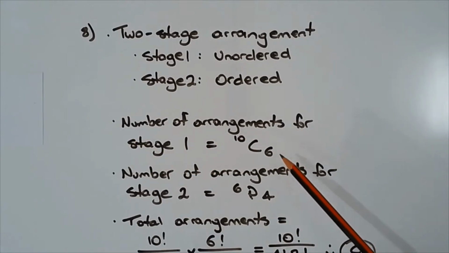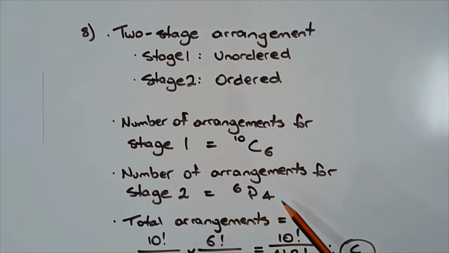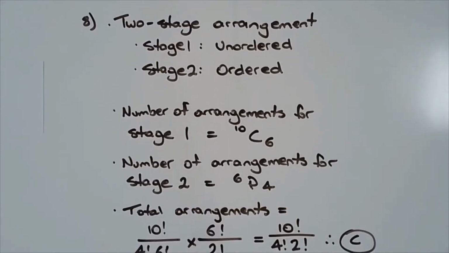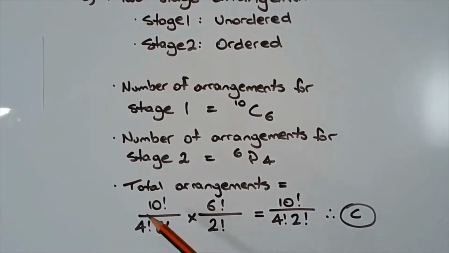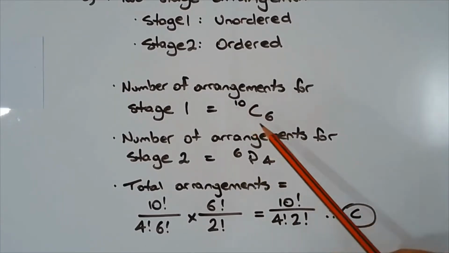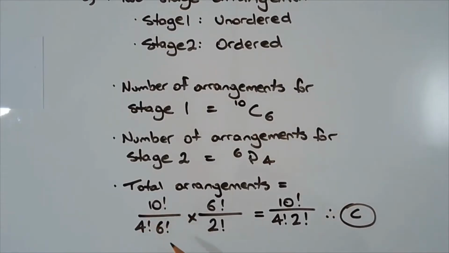Now the number of arrangements for stage 1 is equal to 10 choose 6. I'm going to use combinations since order does not matter. And the number of arrangements for stage 2 is equal to 6P4 using permutations since order is important. Now by the fundamental counting principle, the total number of arrangements is equal to 10 choose 6 multiplied by 6P4. And using factorial notation, 10 choose 6 is 10 factorial over 4 factorial 6 factorial multiplied by 6 factorial over 2 factorial, which represents 6P4. Now the 6 factorial in the numerator here will cancel with the 6 factorial in the denominator here, and we end up with 10 factorial over 4 factorial 2 factorial. Therefore, option C is the answer.